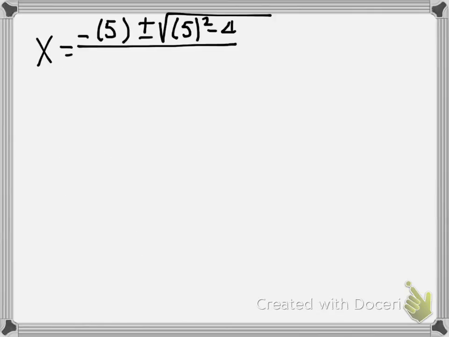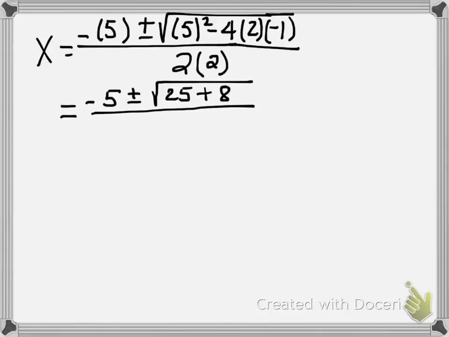As a result, we have negative 5 plus or minus, notice those things stay, the square root of the expression 5 squared minus 4 times 2 times negative 1. Notice that the minus 4 remains there because it's part of the formula. Notice the negative before the 5 remains there because it's part of the formula. Alright? And now from there, we simply do the arithmetic to simplify. And we get negative 5 plus or minus the square root of 25 plus 8, over 4.